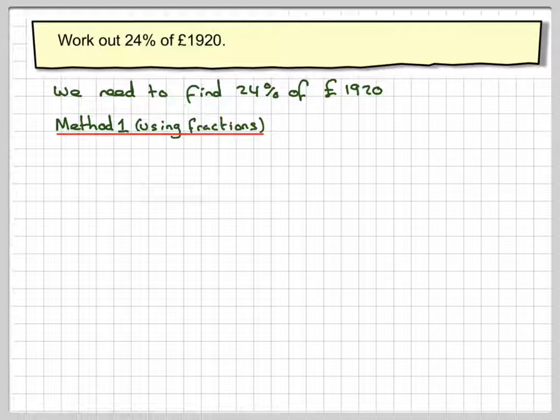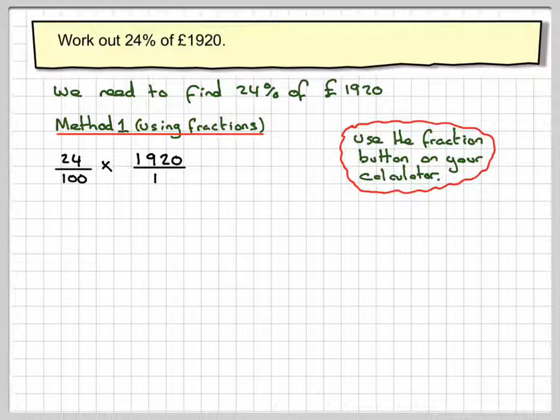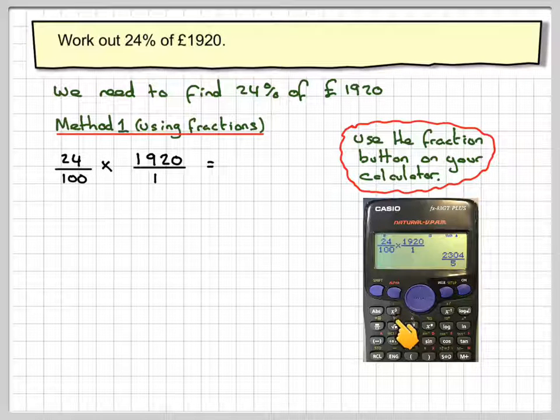One is to use fractions. So what we do, we write 24% as 24 over 100. Of in mathematics is multiply. And then we write 1,920 and put it over 1. Now, using the fraction button on your calculator, so that button is that one there, you just write in 24 over 100 times 1,920 over 1. And that will give you an answer of 2,304 over 5.